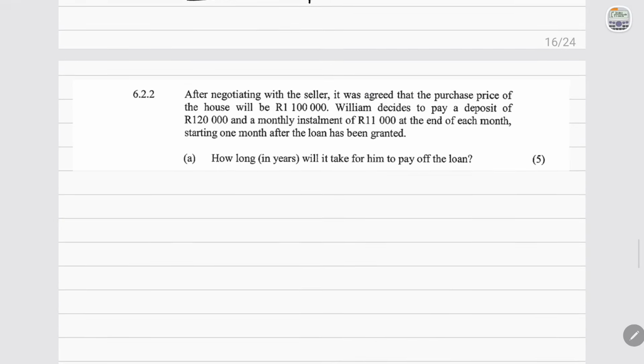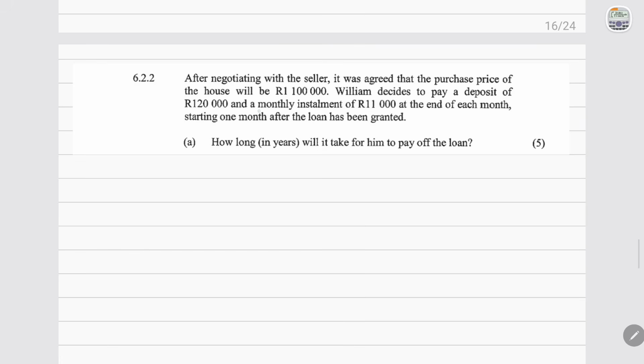And then question 6.2.2 says, after negotiating with the seller, it was agreed that the purchase price of the house will be 1,100,000. And then William decides to pay a deposit of 120,000 Rand and a monthly installment of 11,000 Rand at the end of each month, starting 1 month after the loan has been granted, which is normal. Okay, so A says, how long in years will it take for him to pay off the loan?